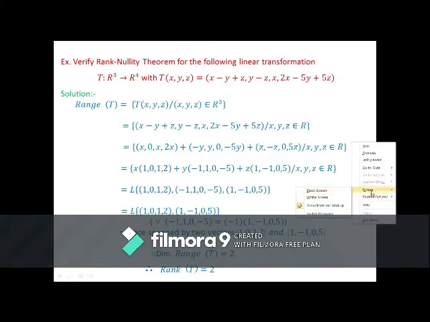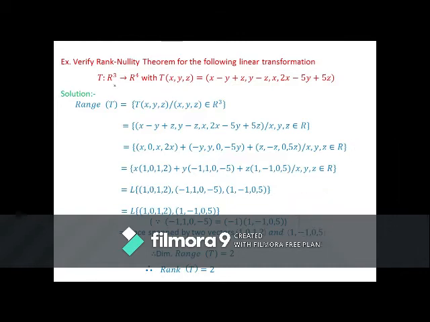For the following linear transformation given by T from R3 to R4 defined by T of (x, y, z) is equal to (x minus y plus z, y minus z, x, 2x minus 5y plus 5z). So for that, first we have to find a range of T or image of T. Range of T is defined as T of U where U belongs to R3. So T of (x, y, z) where (x, y, z) belongs to this R3.